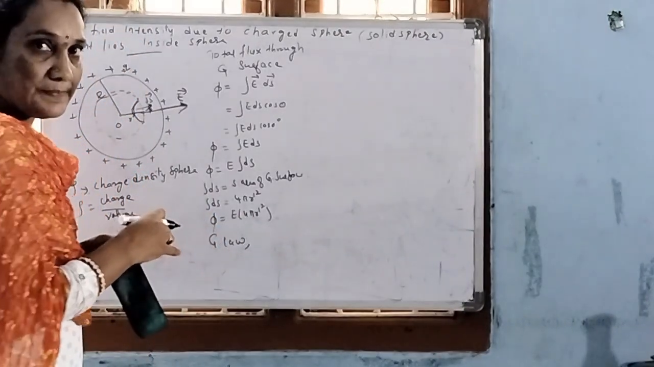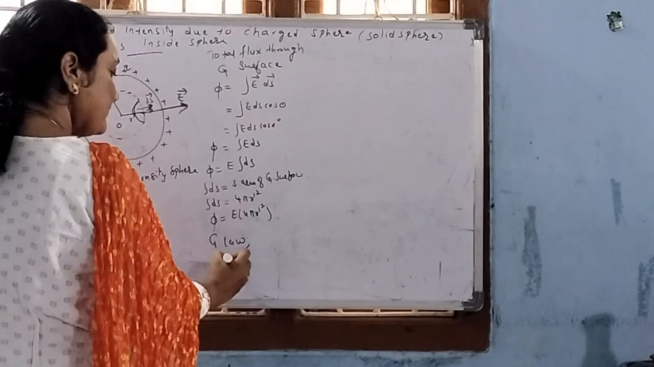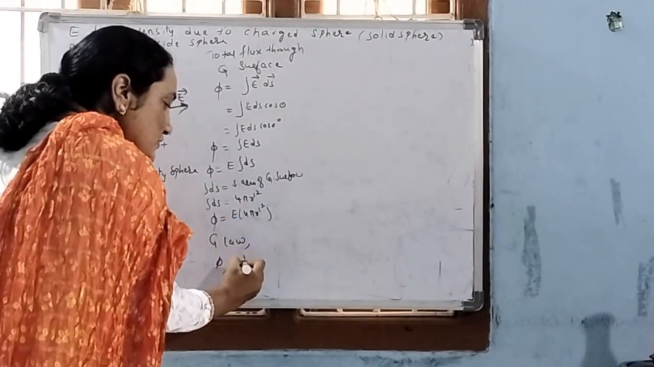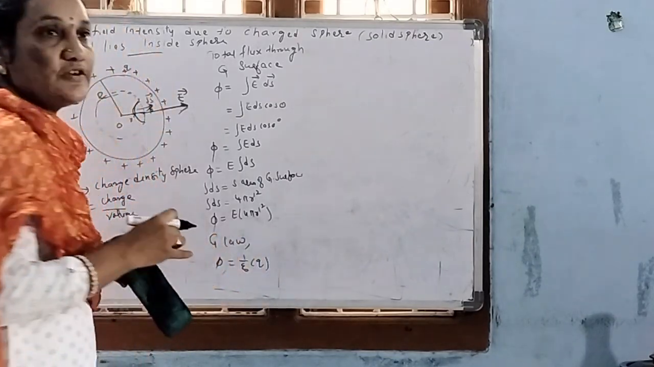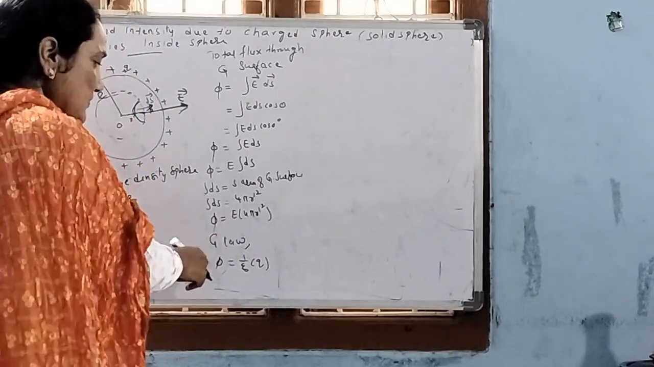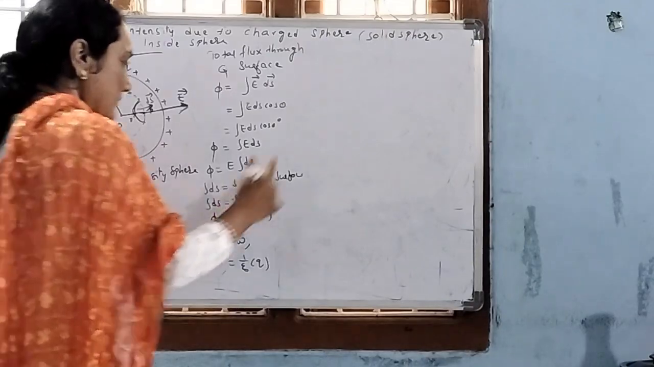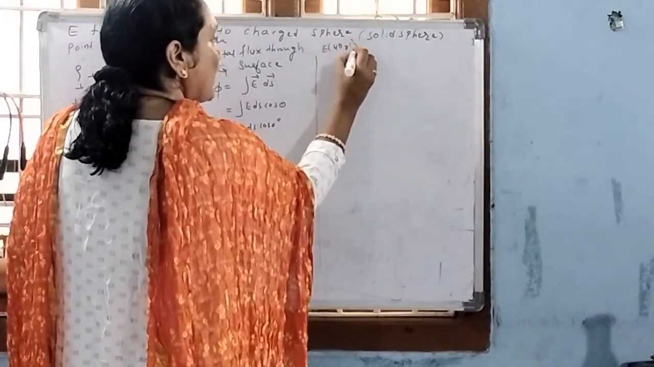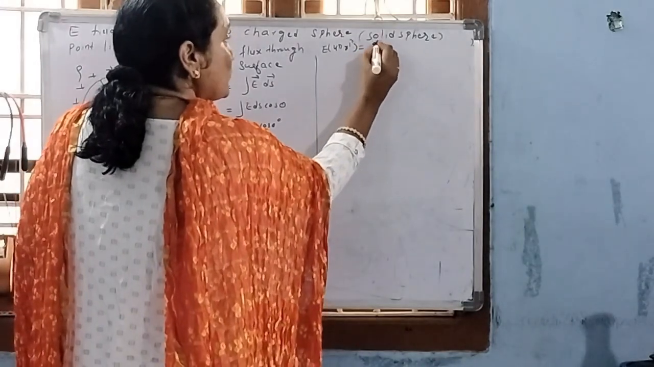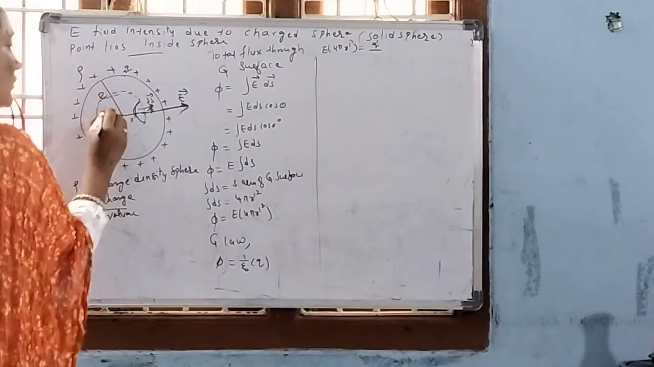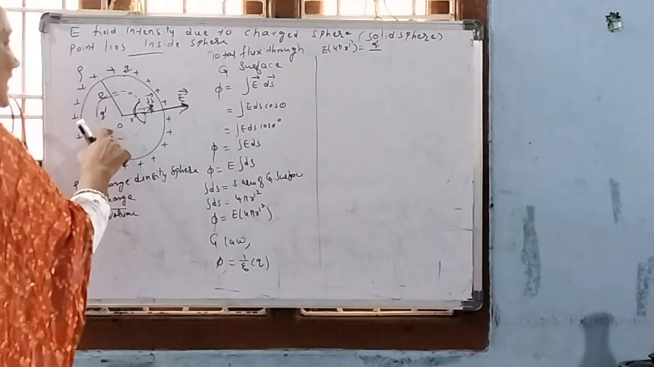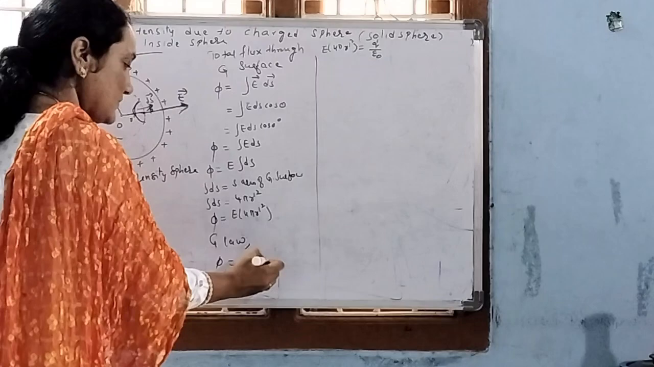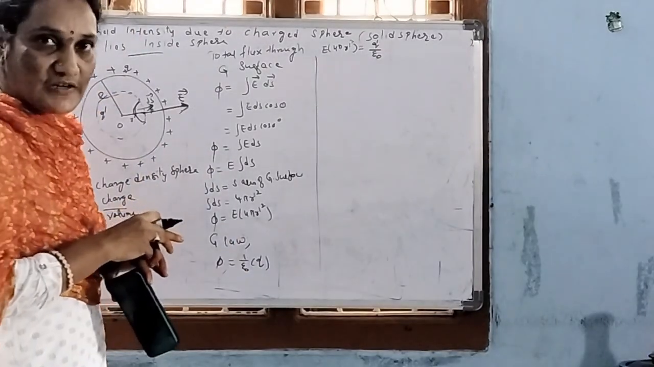What is Gauss law? The total electric flux through a closed surface is 1 by epsilon naught times the total charge enclosed within the surface. Now substitute here in place of phi. What you will get? E 4 pi r dash square is equal to q dash. Let the charge on Gaussian surface be q dash. So q dash by epsilon naught.